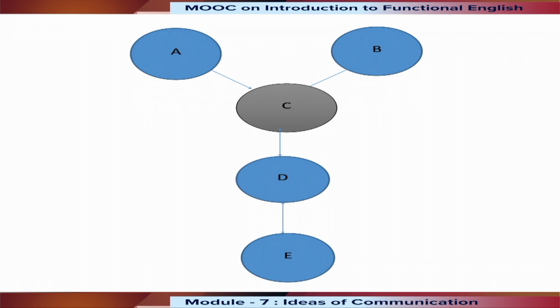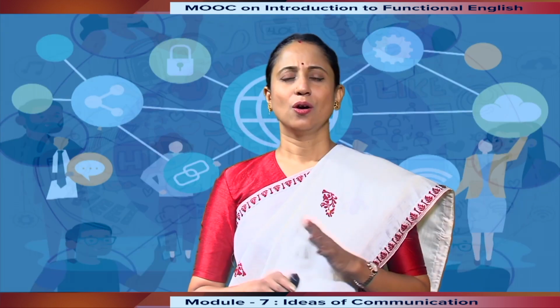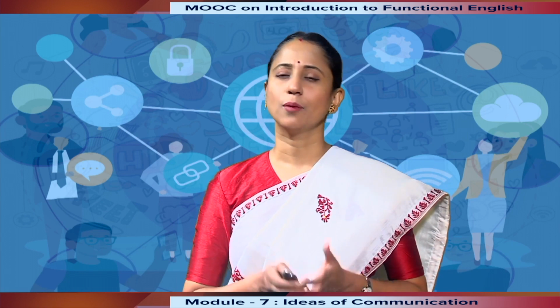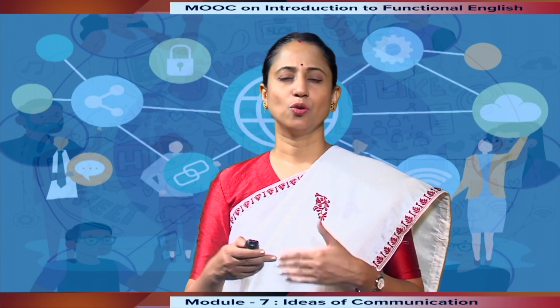Let us take an example of 2 assistant principals, maybe A and B, who report to the principal C. Again, the principal C in turn reports to the assistant superintendent, that is D, who again reports to the other superintendent, that is E.